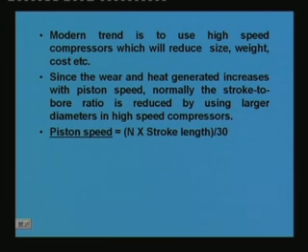Here, not only the rotational speed, the piston speed is also important. Of course, the piston speed and rotational speed are related by this expression. Piston speed is nothing but n into stroke length by 30. This n is the revolutions per minute, and the 30 comes here because in one revolution it travels 2 stroke lengths. It completes a distance of 2 stroke lengths in one revolution. That is the reason why we have 30 here.